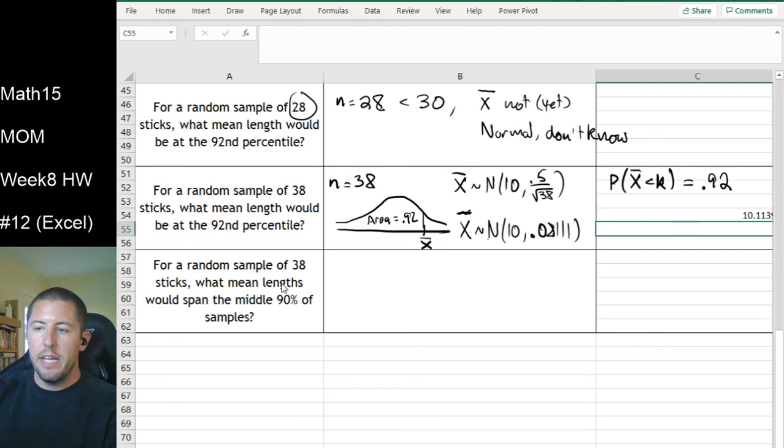The last one that we're going to do is going to be very similar to this, but we're going to be a little bit more dependent on drawing a picture to help us out with this one. So here, for a random sample of 38 sticks, what mean lengths would span the middle 90% of samples? All right, so we again have that n equals 38. I'm going to save a little bit more room right here for my nice picture.